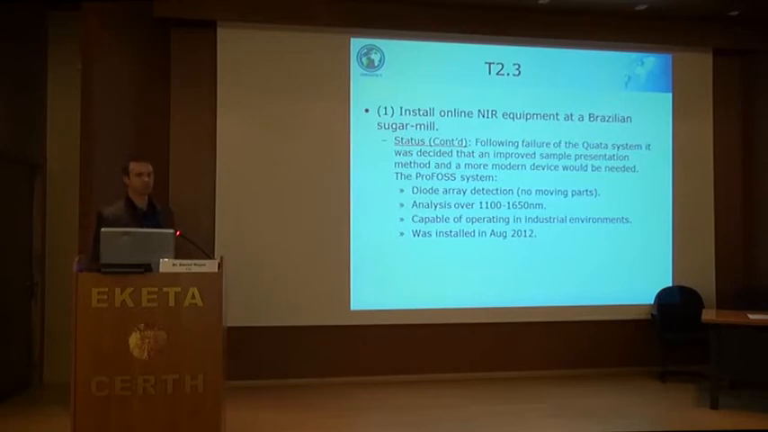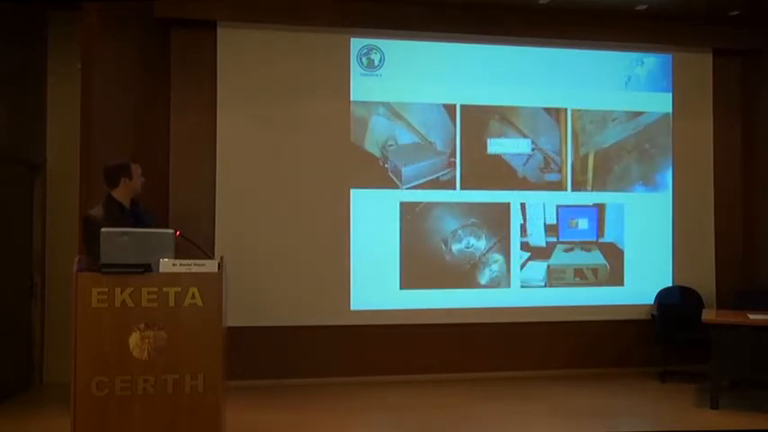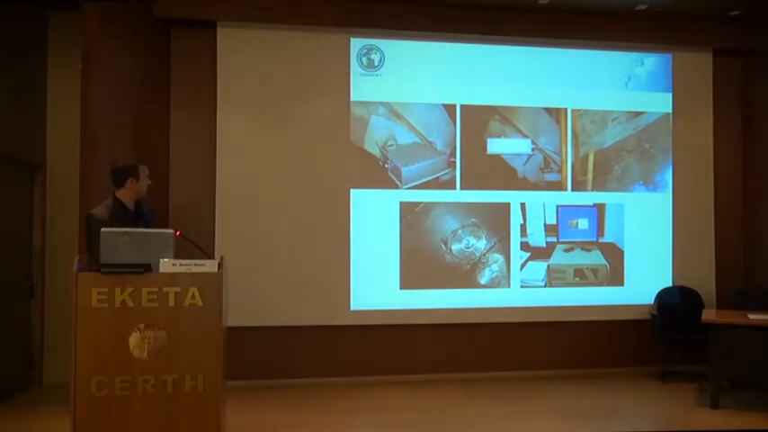So then we tried again. We've got a much improved system, which is called the ProFOS system, and it uses diode array detection. So there's no moving parts. It's much more durable in the environment of a sugar mill. This was installed this year in August. Here you see the photographs of the ProFOS system. This is the bagasse chute, and this is the hole from which you have the lens of the NIR device.